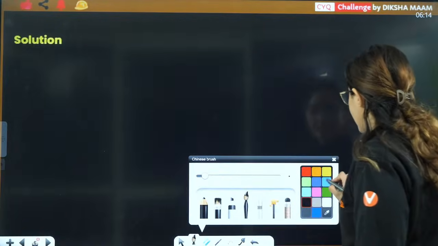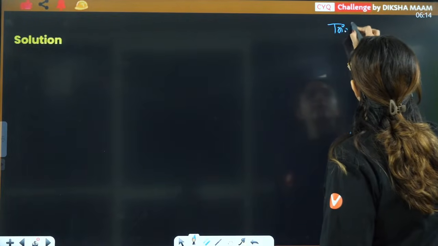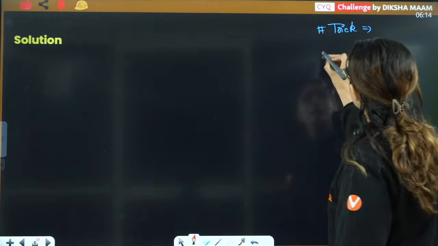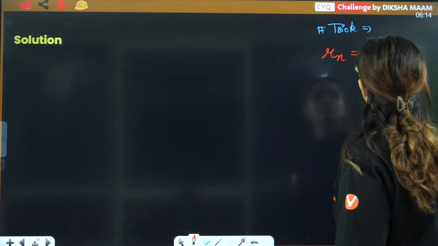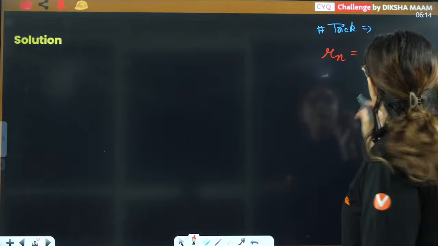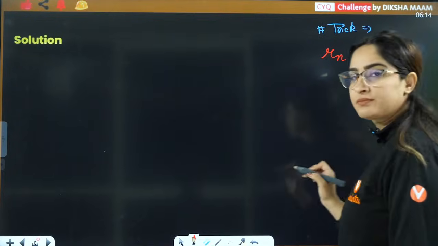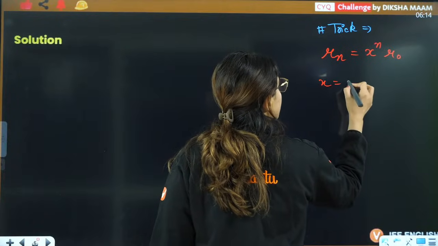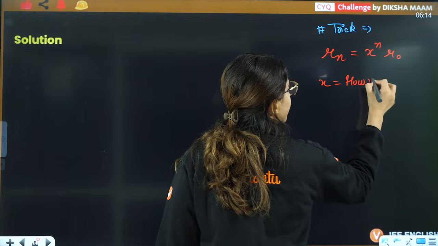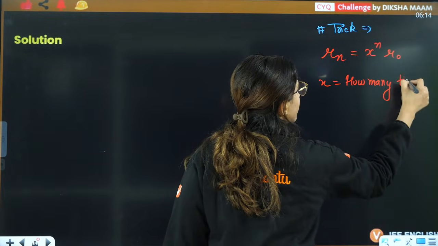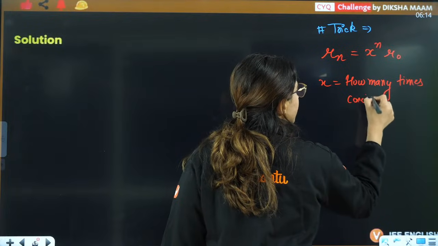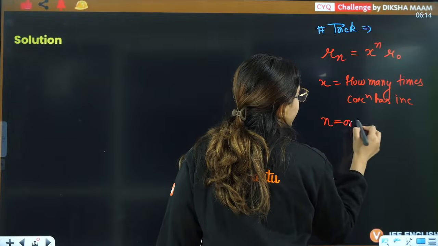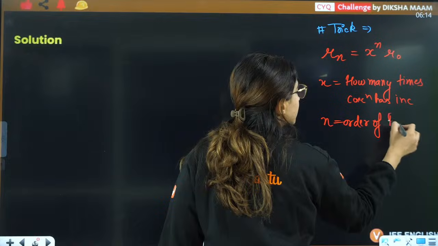So the trick is, I'll just write it here. The trick is that whenever new rate you have to write in terms of old rate, it will always be x raised to power n. What is this x? x is how many times the concentration has increased. Then n is the order of reaction with respect to that.